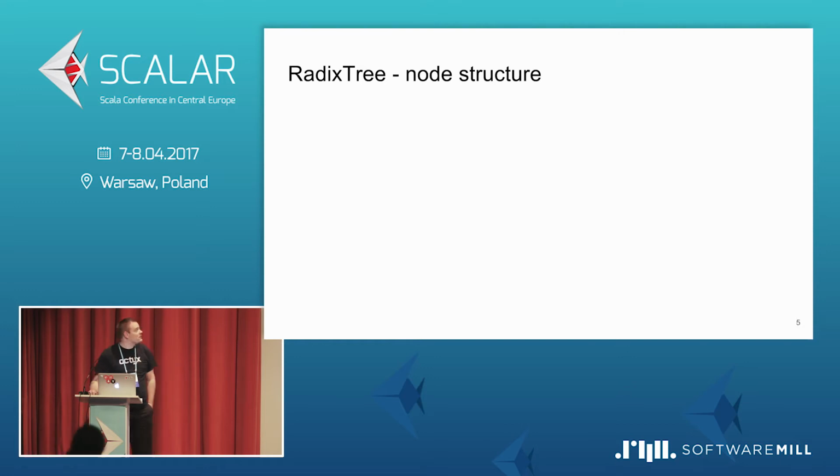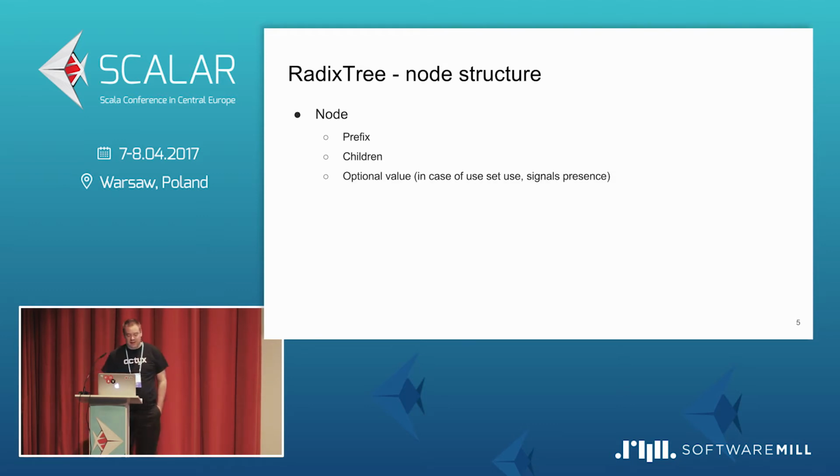So the node structure of a radix tree is you have only one kind of node. That is a very useful property. Each node has a prefix. The data structure is generic in that you can have a type class, and if you implement the type class, you can have different kinds of keys. But for this talk, I'm going to concentrate on strings. So the prefix is basically a string. You have a number of children, which can be 0 or more, and you have an optional value.